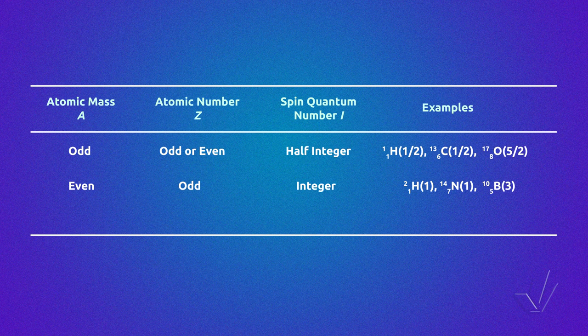When the atomic mass and number are both even, in this case the atom has spin zero. This corresponds to a nucleus that does not rotate around its axis. And this is the case of carbon-12, that is the most abundant isotope of carbon. This is a problem, because that means that the only isotope of carbon that can be studied by NMR is carbon-13, and the natural abundance of this isotope is very low.